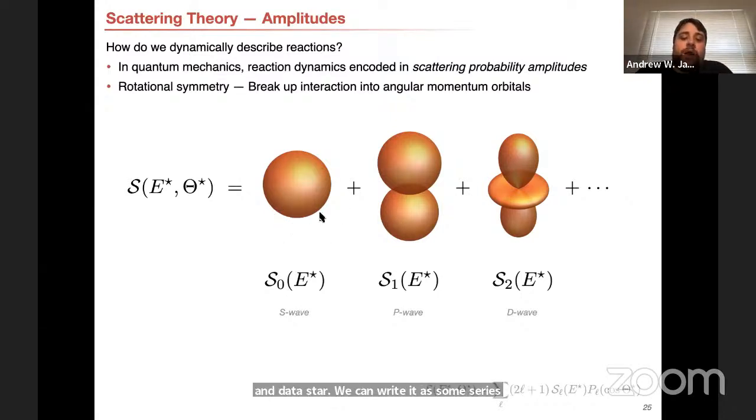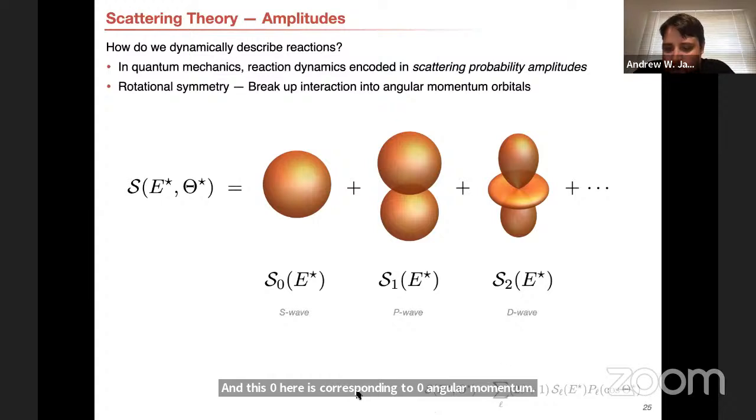The lowest one is a spherically symmetric orbital distribution with a weight function called S0, and this 0 corresponds to 0 angular momentum. Here I put a more concrete formula down if you're interested. You have some series in angular momentum with some weight function that depends on the angular momentum, and then some rotational function, which is described by this pretty picture of this orbital here. This orbital is the S wave orbital, and this is the lowest angular momentum state you can have.